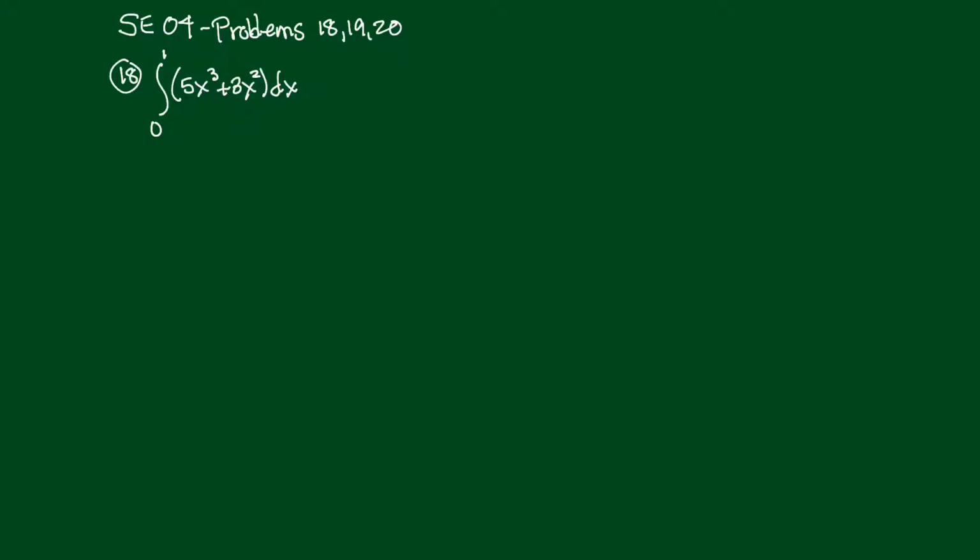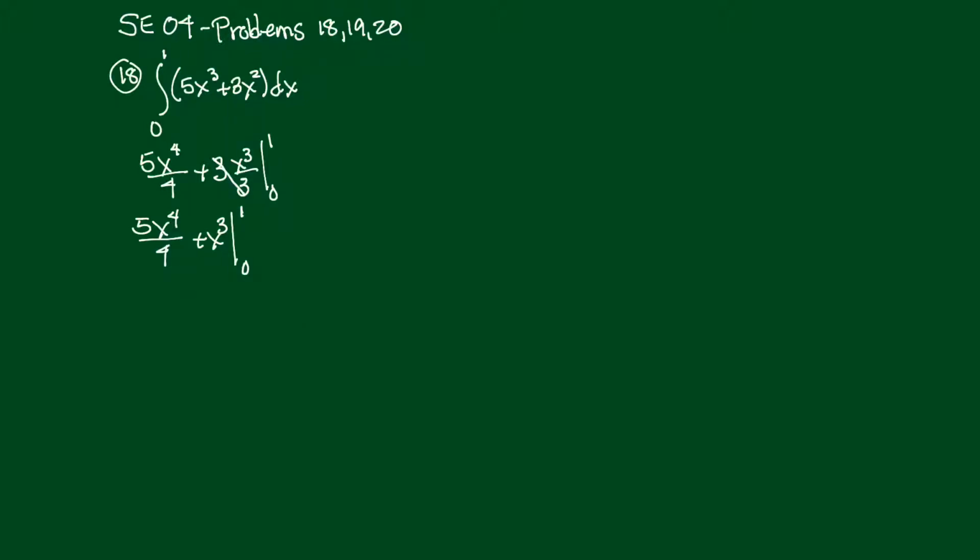Let's evaluate this one. What have we got? We're going from 0 to 1 of this polynomial, so let's anti-differentiate, integrate each individual term here. So we're going to get 5, and then what? Increase the exponent by 1, divide by the new exponent, plus we'll get 3x cubed over 3 from 0 to 1. We can simplify a little bit right here, right? Those 3's will cancel. We'll get 5x to the 4th over 4 plus x cubed, and we're going to evaluate that from 0 to 1.